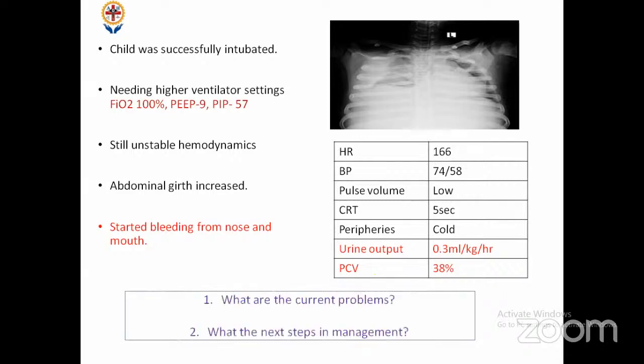So what are the problems now? What do you want to do now? There could be higher ventilator settings. We should think of any pulmonary hemorrhage also in this scenario. Correct. You can think of. Okay. But there's no ET bleed. The child is bleeding only from nose and mouth. So we can give transfusions like PRBC, platelet, FFP back to back. Good. You can give. Exactly. Next.